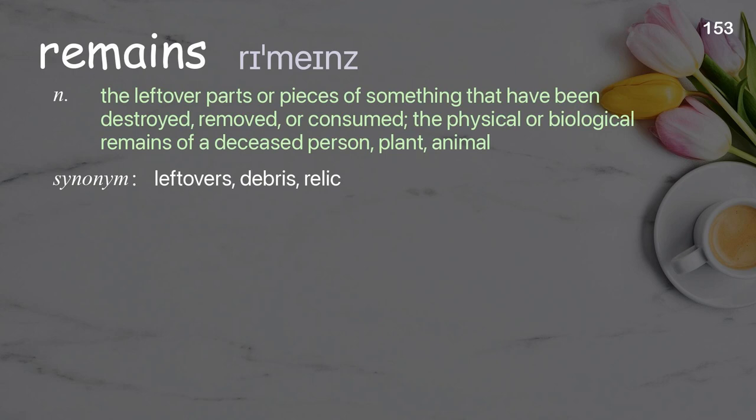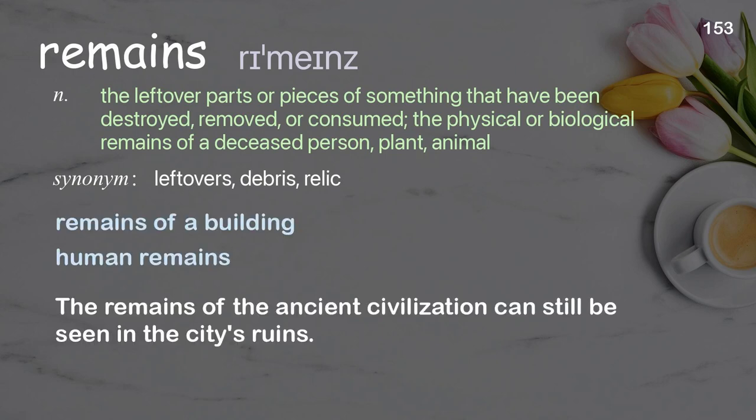Remains. The leftover parts or pieces of something that have been destroyed, removed, or consumed. The physical or biological remains of a deceased person, plant, animal. Examples: remains of a building, human remains. The remains of the ancient civilization can still be seen in the city's ruins.